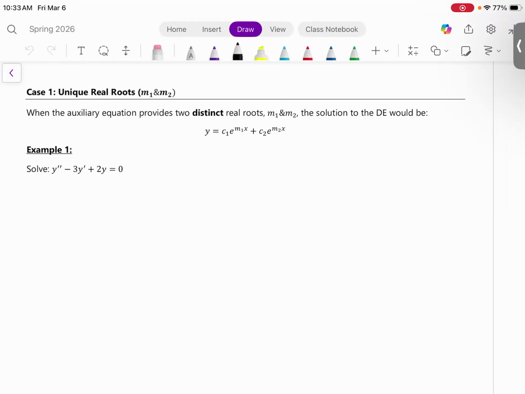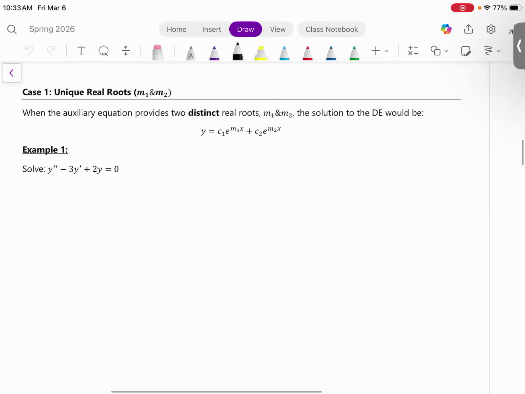In this video, we're going to take a look at our first case of solving constant coefficient differential equations where we have unique roots, m1, m2. So when an auxiliary equation provides two distinct roots, m1 and m2, the solution would look like this: y equals c1 e to the m1x, that first root, plus c2 e to the m2x, that second root.